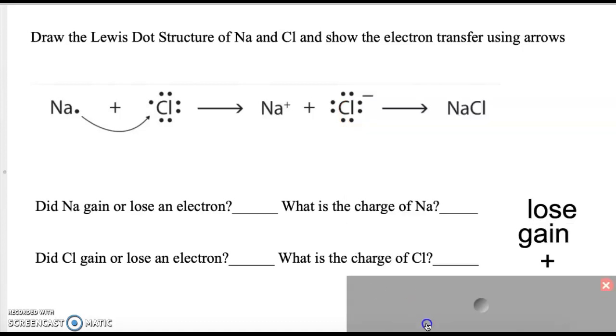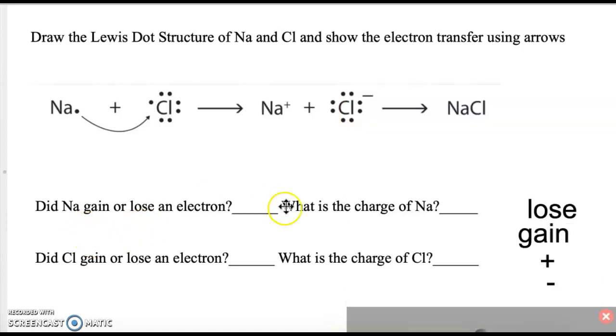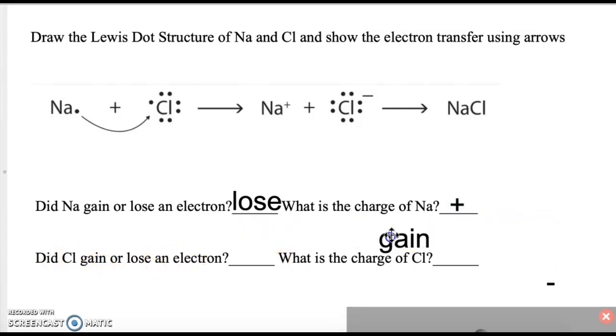So after you draw it, ask the questions: did sodium gain or lose an electron? Well, it lost an electron. Because it lost an electron, it lost some of its negativity, so it's going to become positive. And did chlorine gain or lose an electron? It gained an electron. So that means that chlorine has a more negative charge. And those two opposite charges attract. And that forms sodium chloride, which is your table salt.